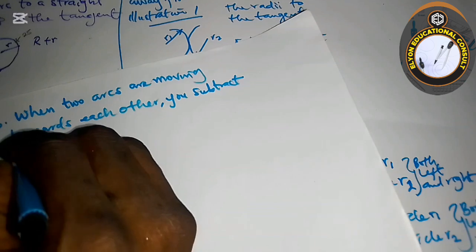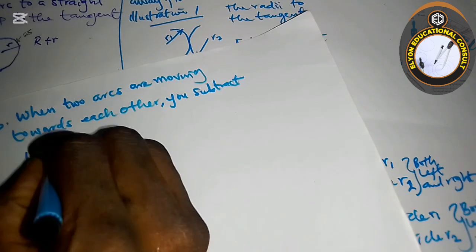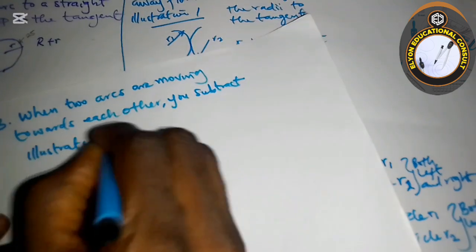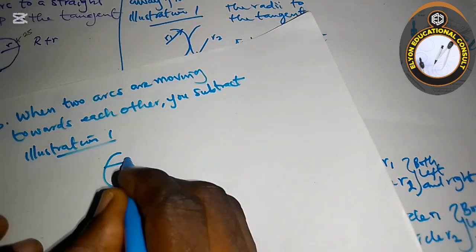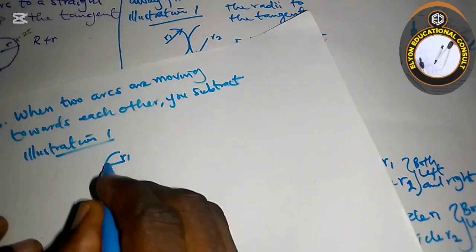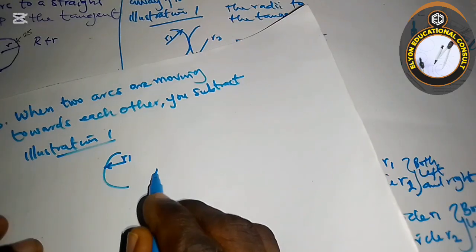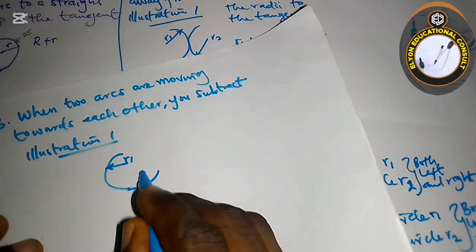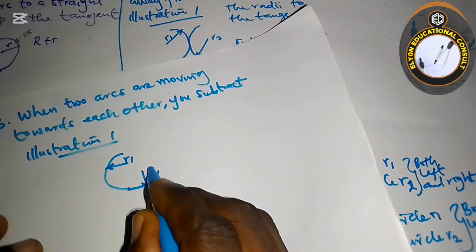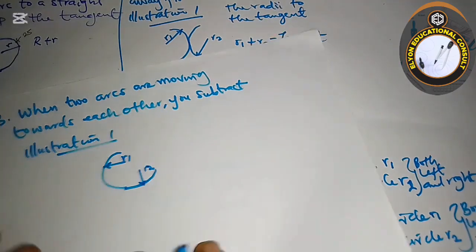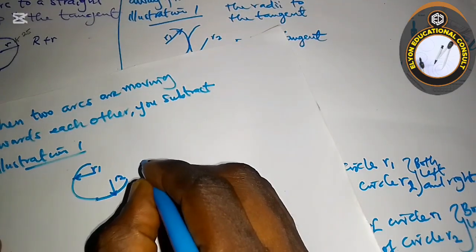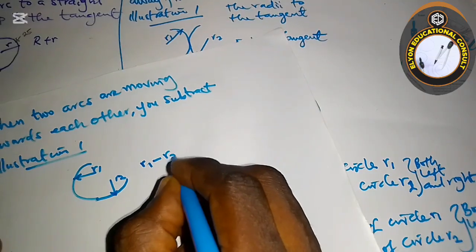So first, let's look at illustration 1. If we have an arc this way, of radius R1, and we have another arc that is coming this way, meeting this at this point here, maybe we say this is R2. You can see this arc and this one, they meet, they are hugging each other. So what we do here is to separate. We say R1 minus R2.